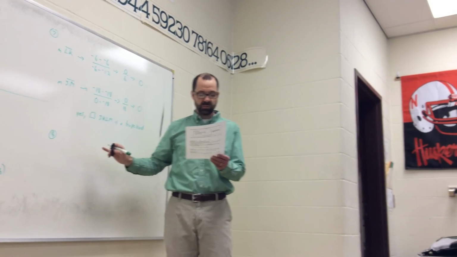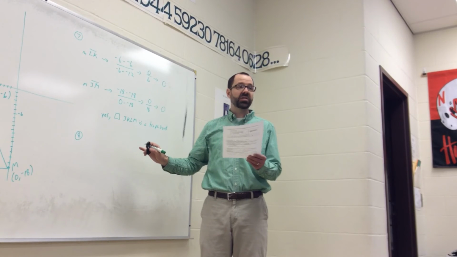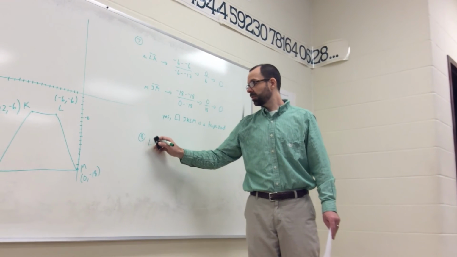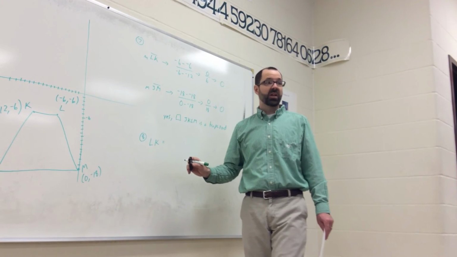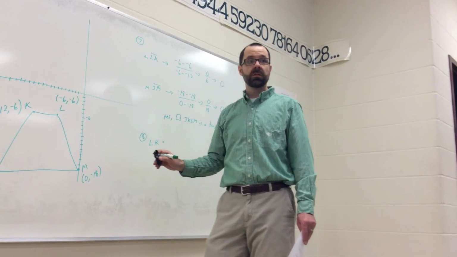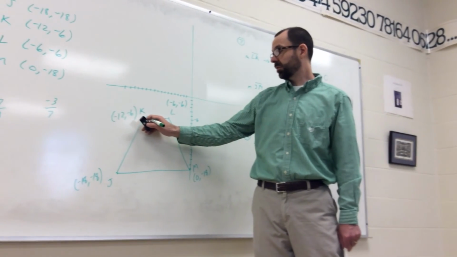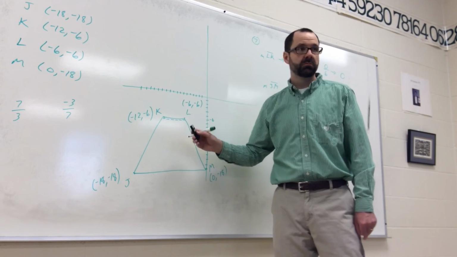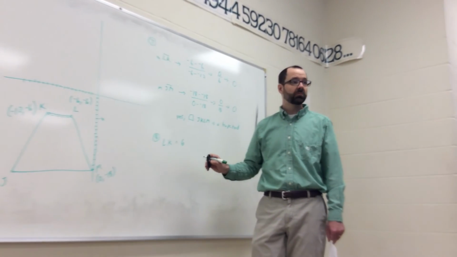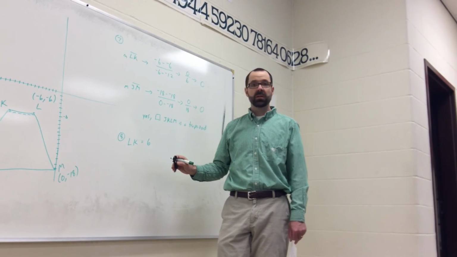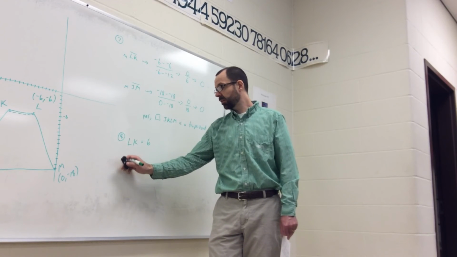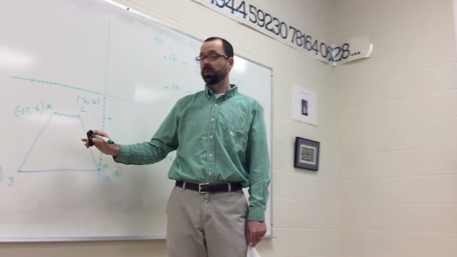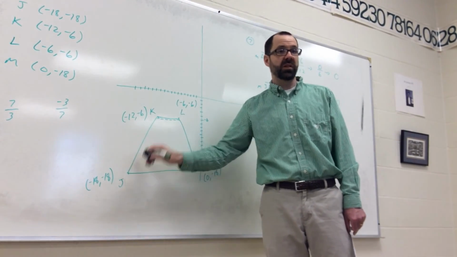Okay, so now we're ready for number 8. Number 8 says find the length of each side of the trapezoid. So for LK, that's easy. I'm just going to count. But for JK, what am I going to do to find the length of that side?